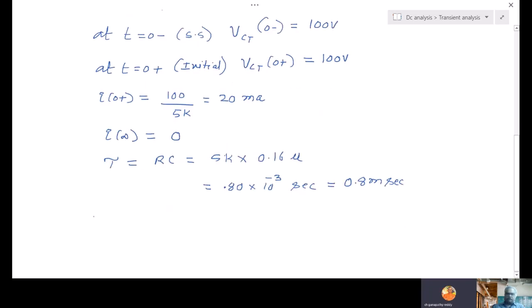We want i of t. So final value 0, initial value 20. So it looks like 20 e power minus t by tau. Tau is 0.8 milli. This 20 is in milliamps.